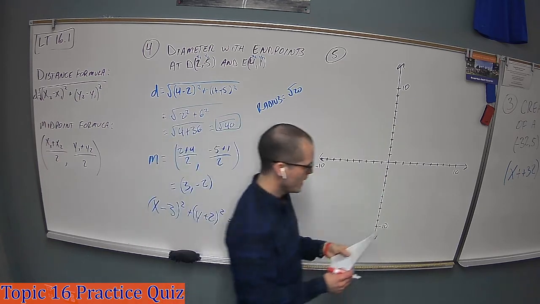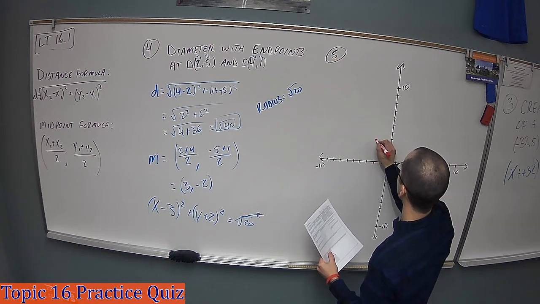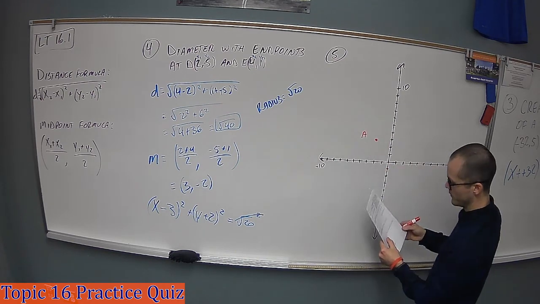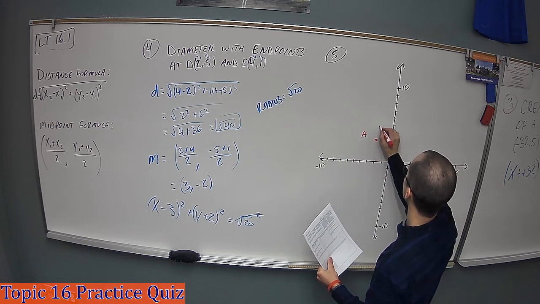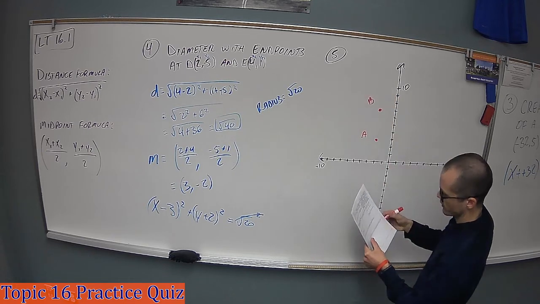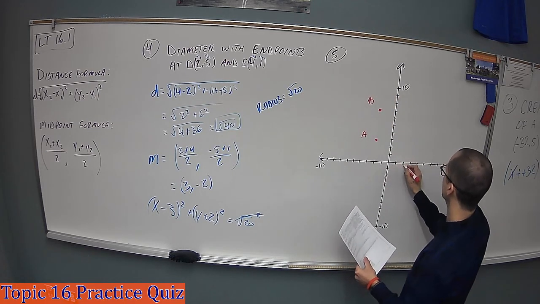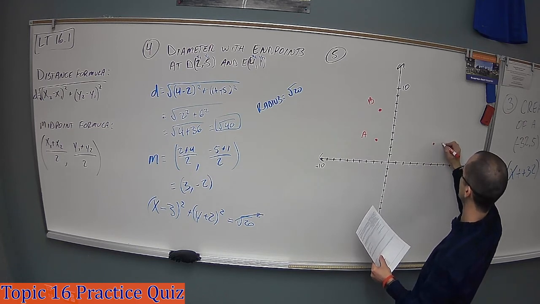Okay, so point A is at negative 2, 3. Negative 2, 1, 2, 3. Right here is where A lives. B is at negative 2, 7. Negative 2, 1, 2, 3, 4, 5, 6, 7. So that's B. Our C is at 6, 3. 1, 2, 3, 4, 5, 6. 1, 2, 3.